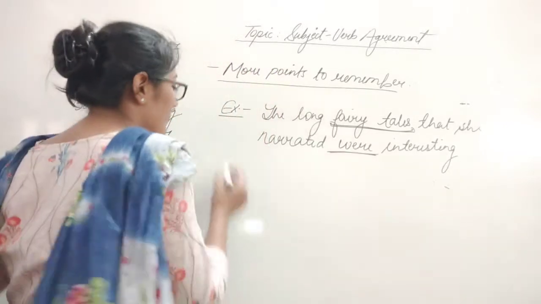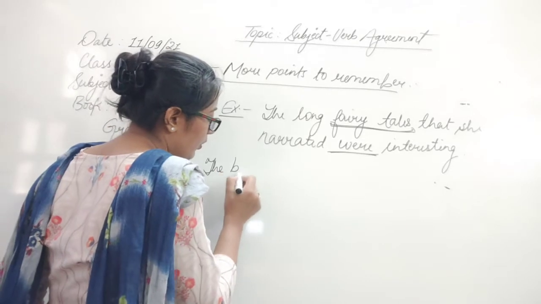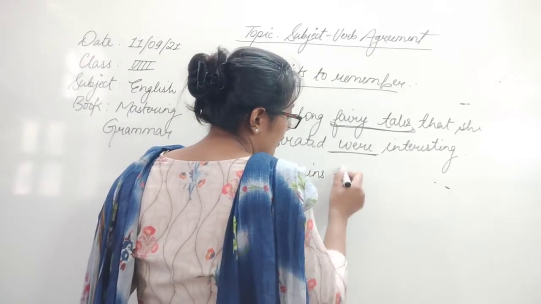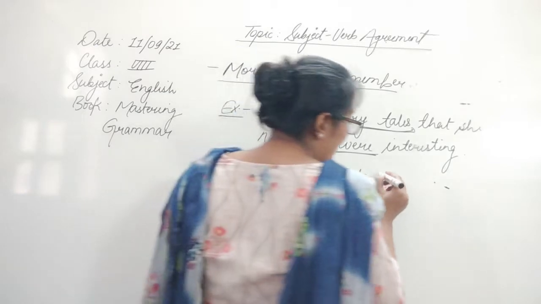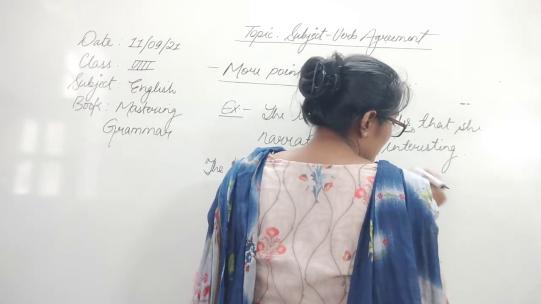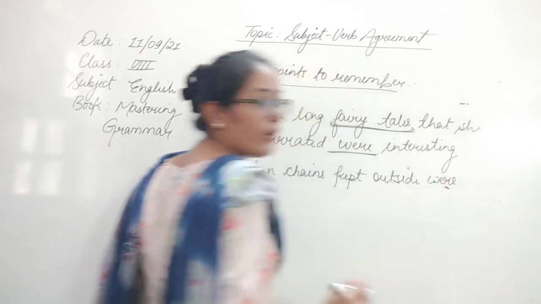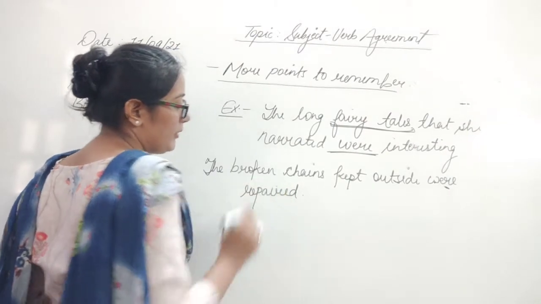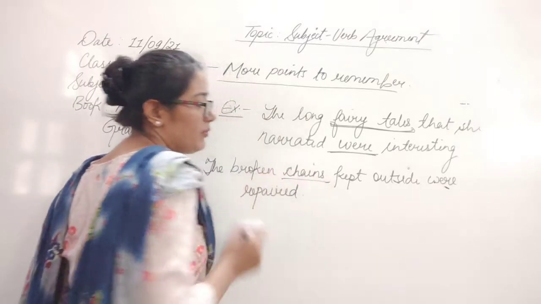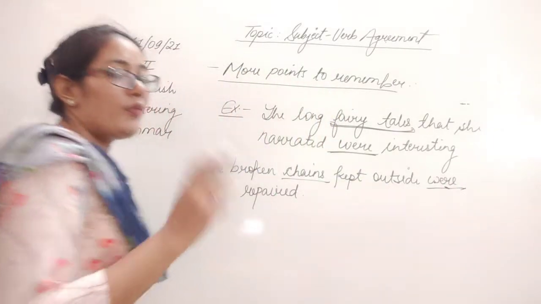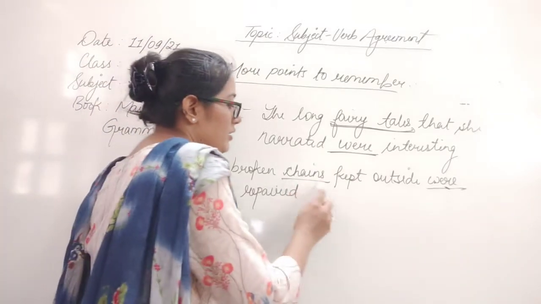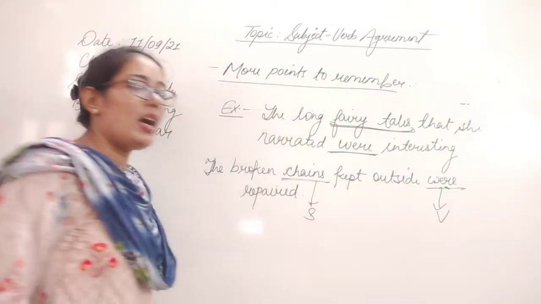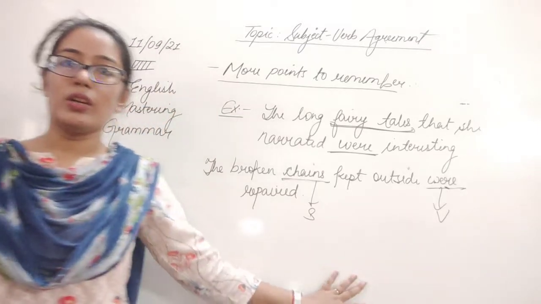Another example can be, the broken chains kept outside were repaired. So, the broken chain kept outside were repaired. Okay, beta. So here the chains become the subject, and once again were becomes the verb. So we can see the same pattern: subject and the verb, they are not next to one another. Okay, am I clear?